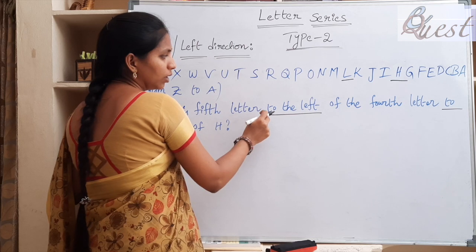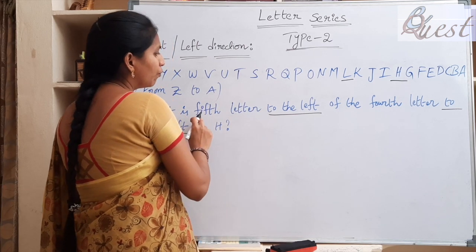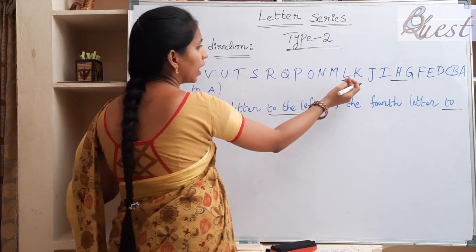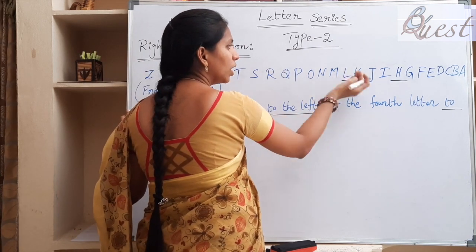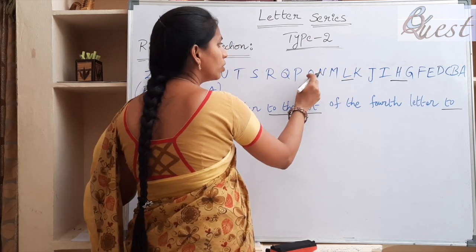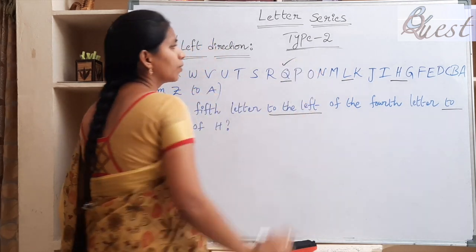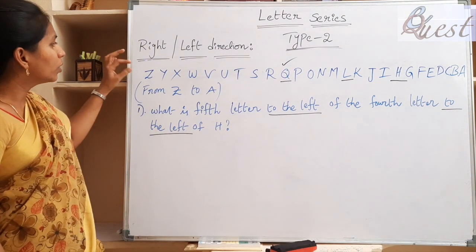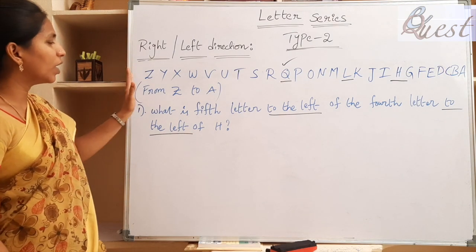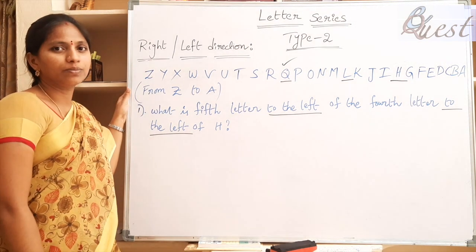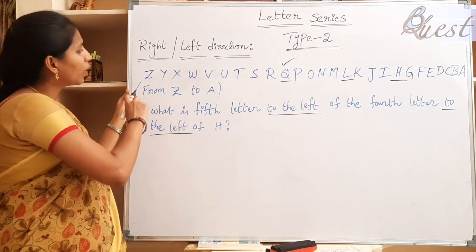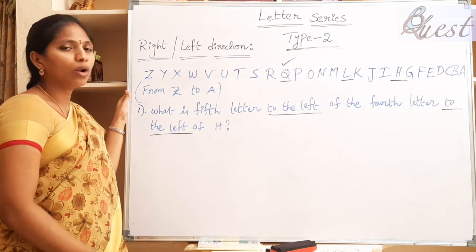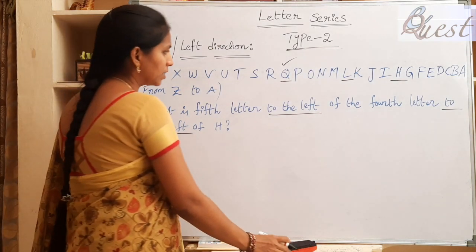Next, come to the first part. Fifth letter to the left of L. 1, 2, 3, 4, 5. Answer is Q. Okay, this is the first method. To remember the reverse positions of each and every alphabet is difficult. Even to write from Z to A is also difficult. So follow the second method, that is very easy.